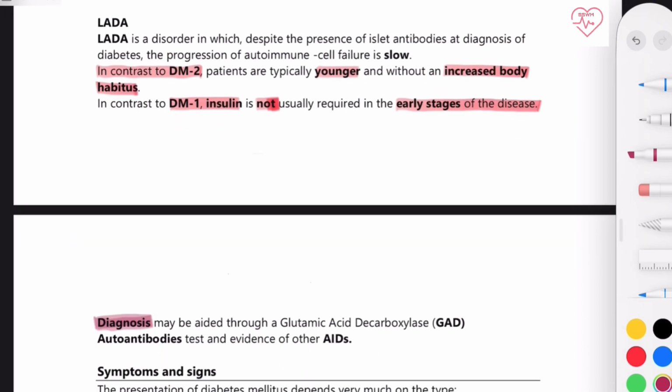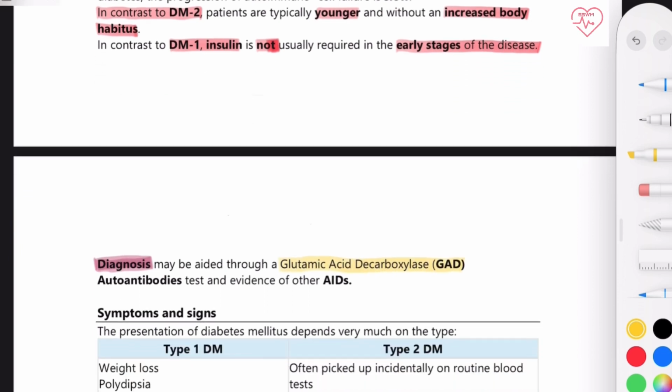This is the diagnosis, and we'll be discussing what aids it. There will be GAD, glutamic acid decarboxylase, which can help to diagnose it. There will be an autoantibodies test and evidence of other aids.